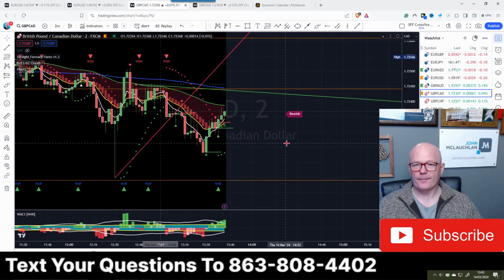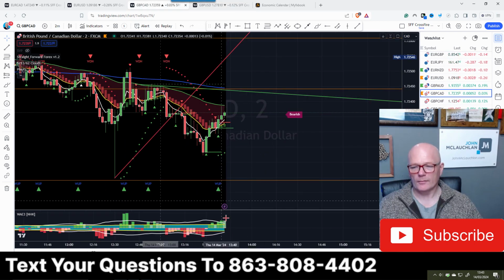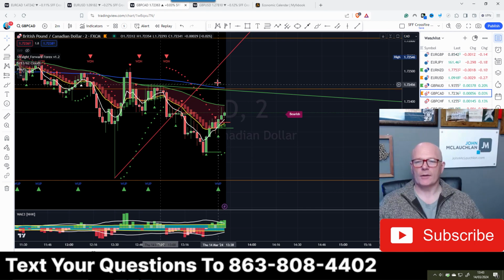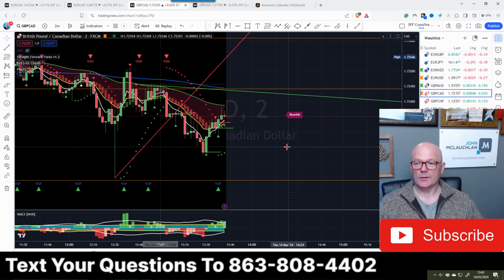GBP CAD, got the wave up. We've got a little bit more movement here on the Waddah. Okay, we've got the PSAR flip. However, to fulfill the terms of the strategy, we need to be above the green trend line. So we're still waiting for that. We've also got this 62 moving average, which is going to offer resistance.